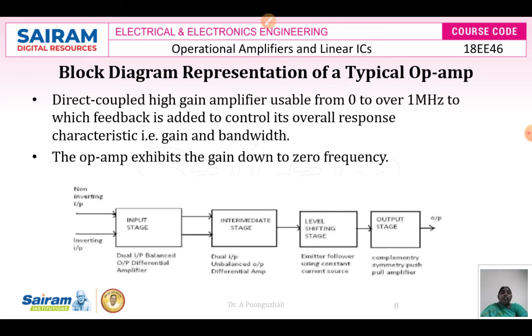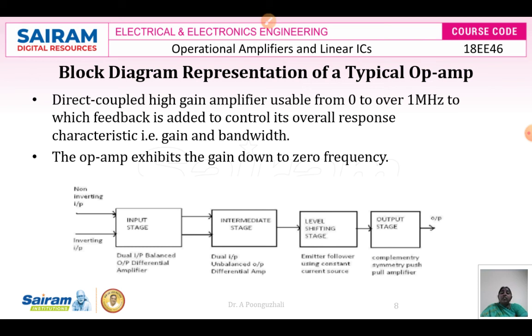So as I said, in your block diagram, your first stage is going to consist of your input stage, and your intermediate stage is going to consist of differential amplifiers. To the input stage we are going to have two inputs. One is non-inverting input and the other one is going to be an inverting input. So the construction is, the input stage is going to be a dual input, two inputs, balanced output differential amplifier. Balanced output means at both the terminals of your transistors, both the collector terminals of your transistors, we will be taking the output. So that is called balanced output differential amplifier there.